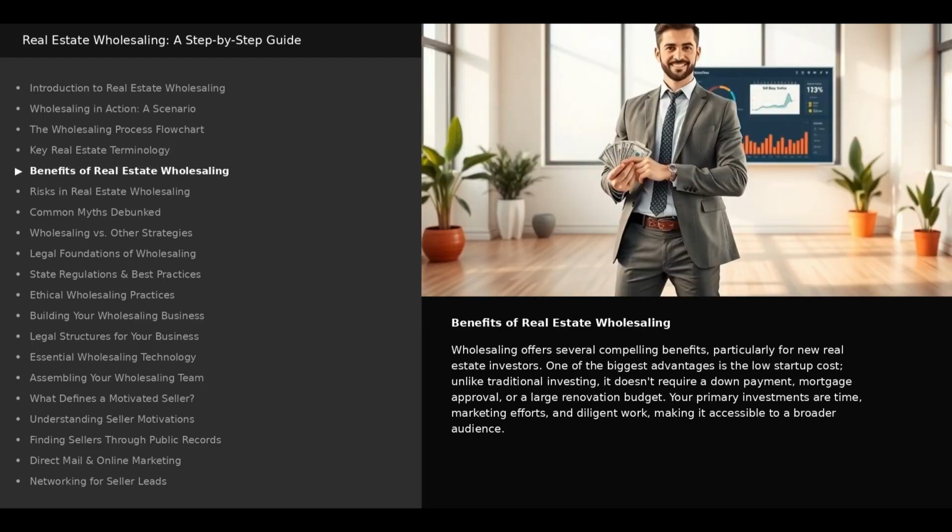Benefits of real estate wholesaling. Wholesaling offers several compelling benefits, particularly for new real estate investors. One of the biggest advantages is the low startup cost. Unlike traditional investing, it doesn't require a down payment, mortgage approval, or a large renovation budget. Your primary investments are time, marketing efforts, and diligent work, making it accessible to a broader audience.